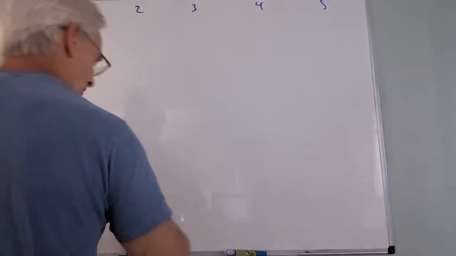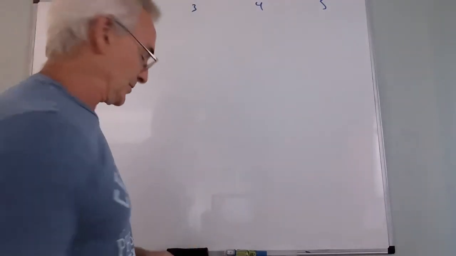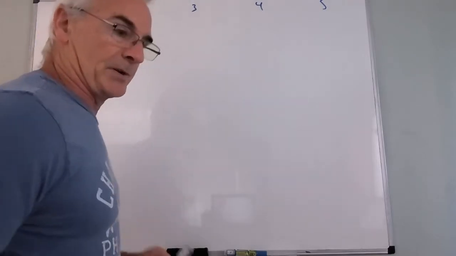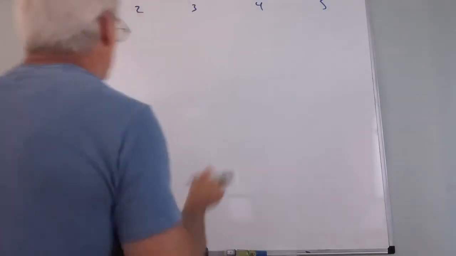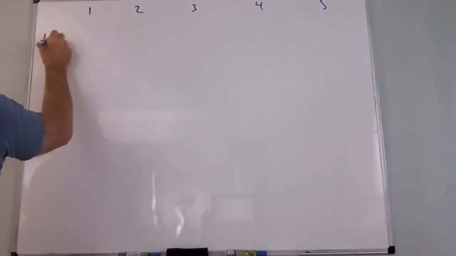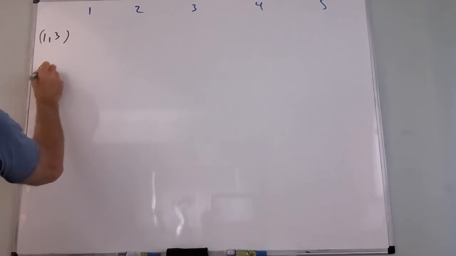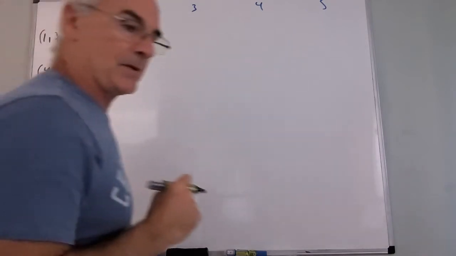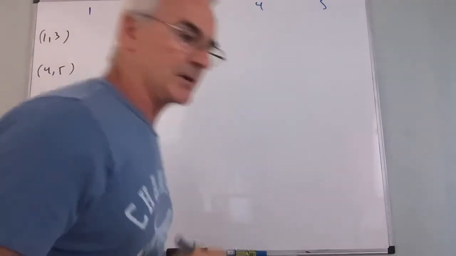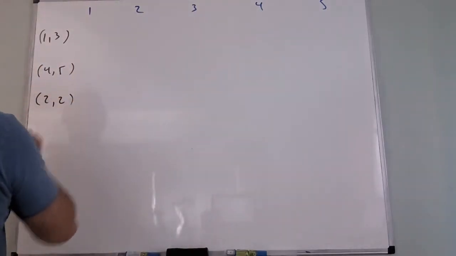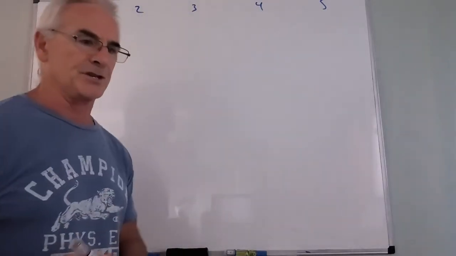Let's just pick one of our choices, or let's do a couple of the choices we just chose randomly. Let's say I wanted to pick the choices 1, 3. Maybe I want to pick the choice 4, 5. Maybe I want to pick the choice 2, 2. That's written down. How would that look in terms of the partitioning?